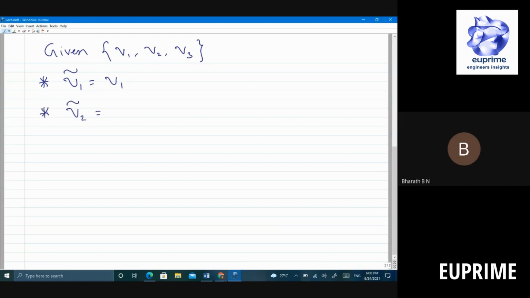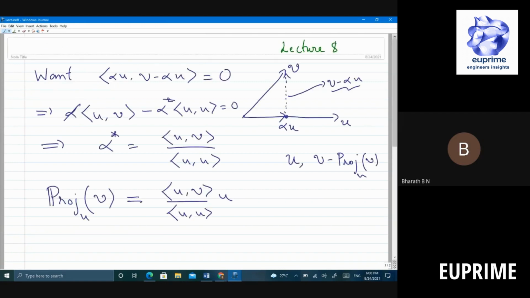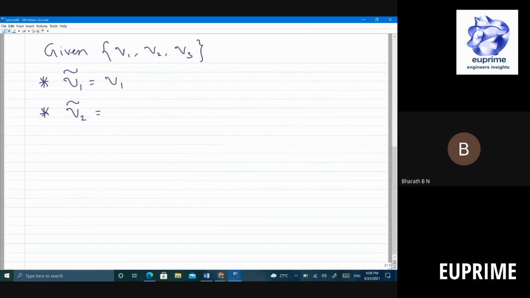Exactly what I did before, right? It's v1. So essentially I took u, and then I took v2 and projected onto v1, right? It will be v2 minus the projection of v2 on v1. Well, I'll just take it as tilde, okay? Because v1 tilde is the same as v1. Is that fine? So clearly v1 tilde and v2 tilde are orthogonal.